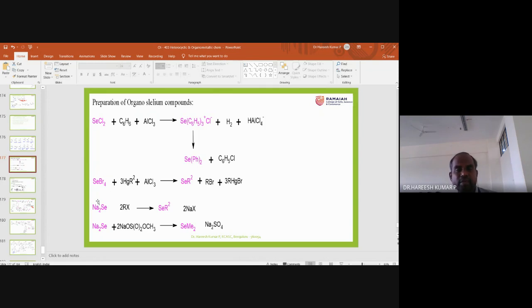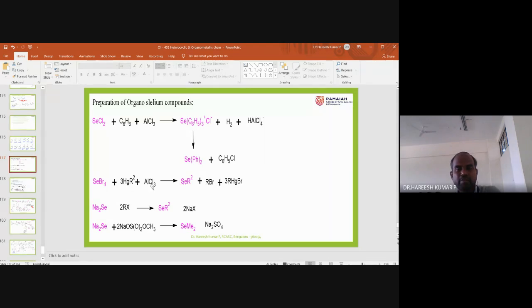So what is happening here? Selenium tetrabromide on reaction with mercuric alkyl compound in presence of aluminum chloride. So what is the obtained compound? The obtained compound is dialkyl selenide. Suppose R is an alkyl. If R is an aryl, then we can say diaryl selenide. So overall, what you need to remember here: selenium tetrabromide, when it reacts with the alkyl or aryl mercuric compound in presence of aluminum chloride, gives alkyl or aryl selenide.